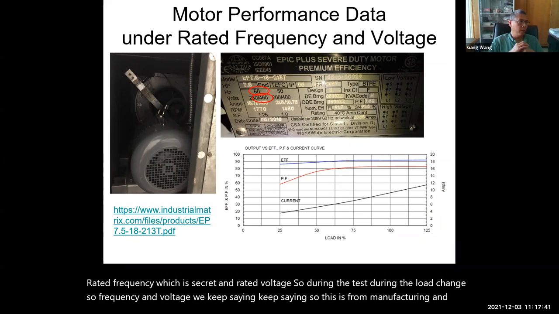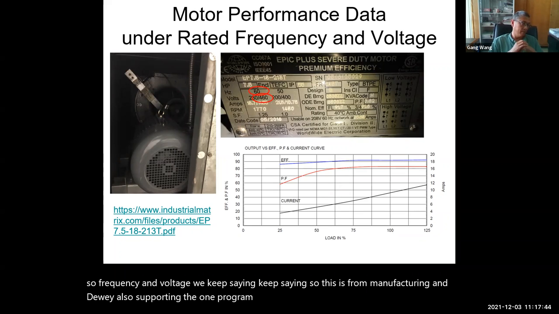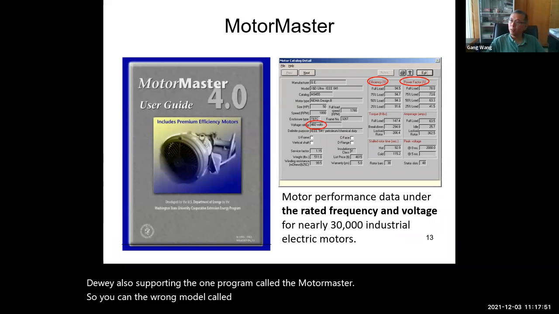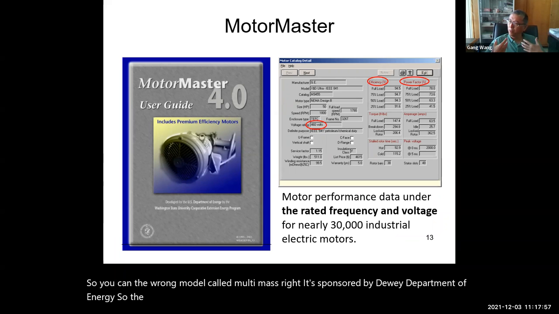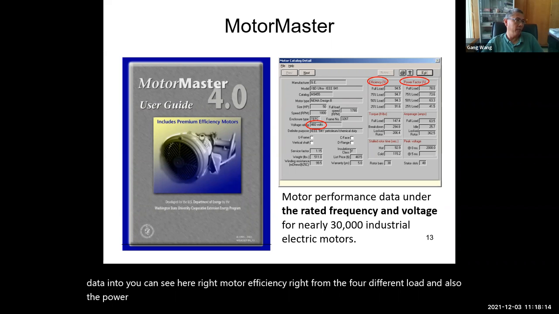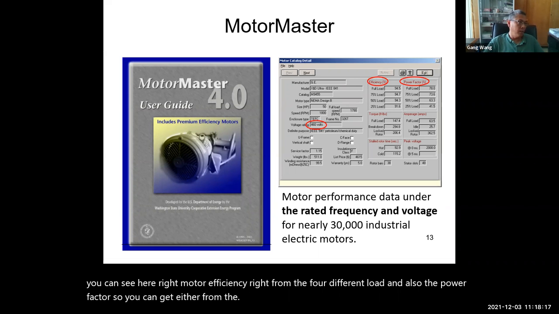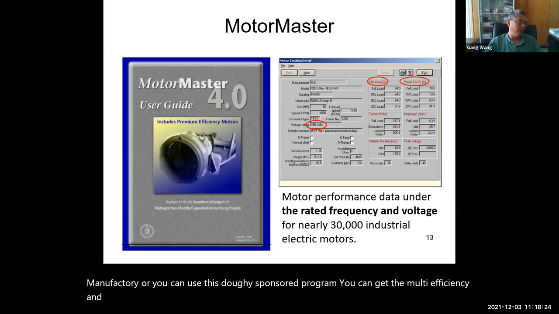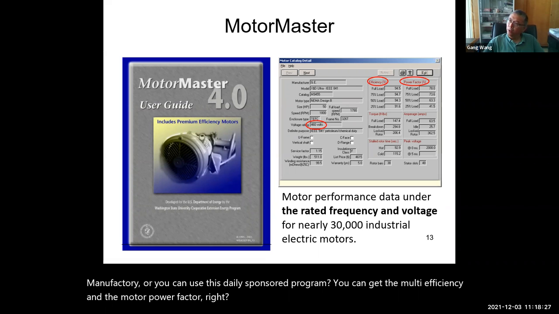The DOE also supports a program called MotorMaster, sponsored by the Department of Energy. MotorMaster provides data on 30,000 induction electric motors, as you can see here, right? It gives the motor efficiency at four different loads and also the power factor. So you can get the motor efficiency and the motor power factor either from the manufacturer or from this DOE-sponsored program. This is for the induction motor.